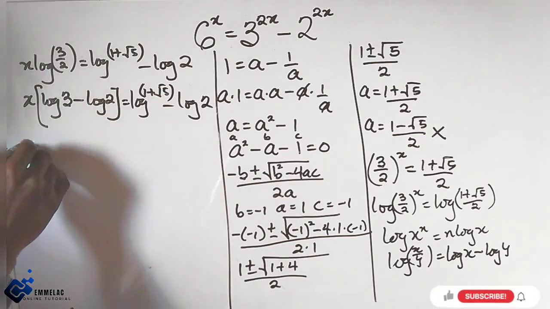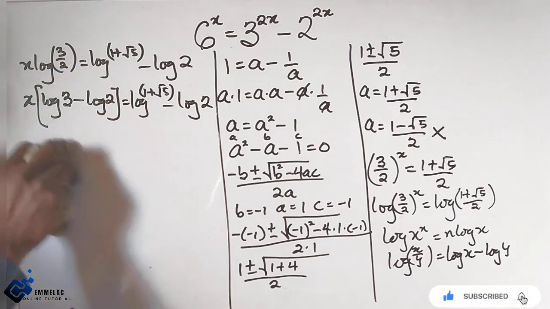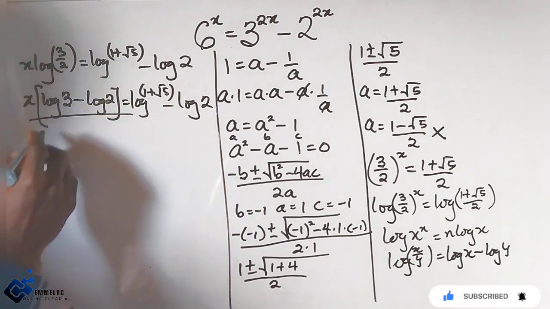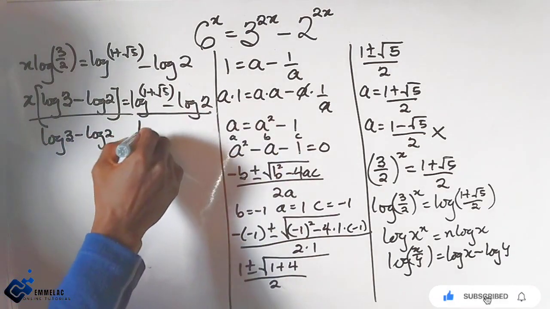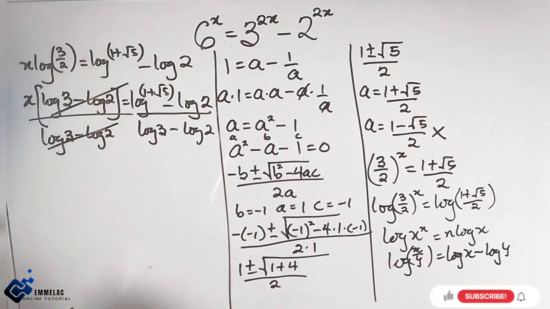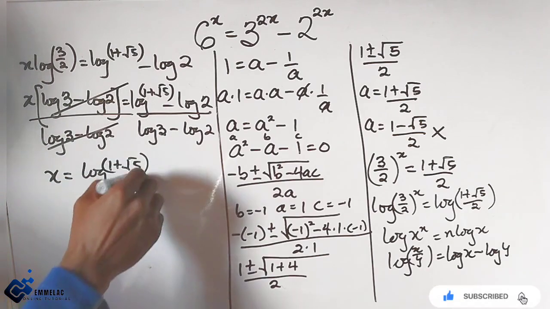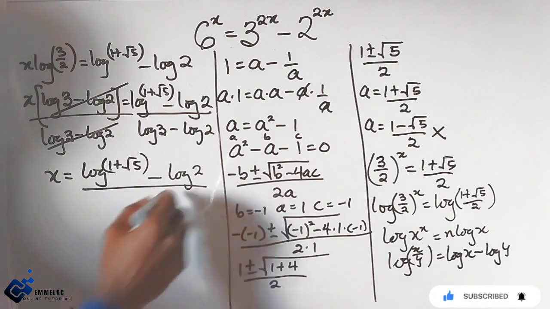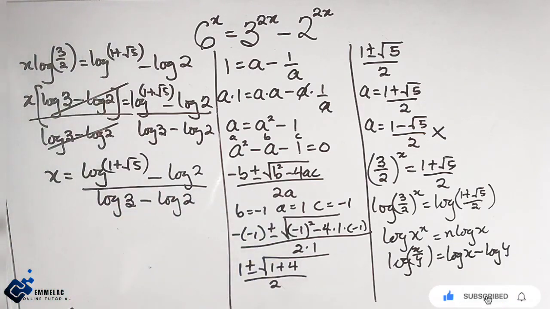When we divide both sides, we have x equals, here you have log 3 minus log 2, also here you have log 3 minus log 2. So this cancels this. So at the end of the day you have that x equals log of 1 plus root 5 minus log 2, over log 3 minus log 2. Here is the final solution of x for this exponential equation.